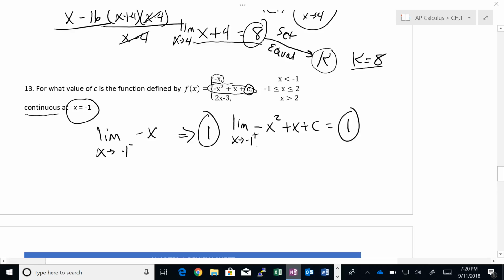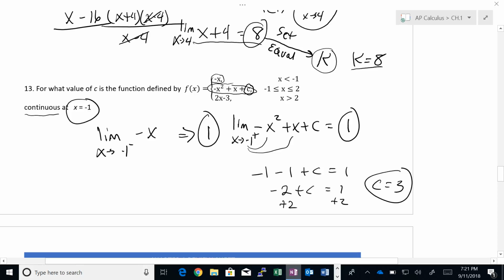So I do kind of like a little quick fix here. So I put negative 1 in here. So negative 1 squared is 1. So I get negative 1 minus 1 plus c equals 1. Negative 2 plus c equals 1. Add 2, c is 3.